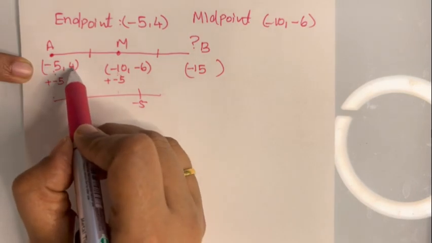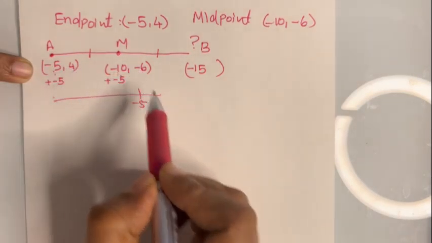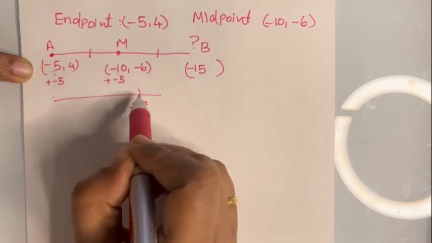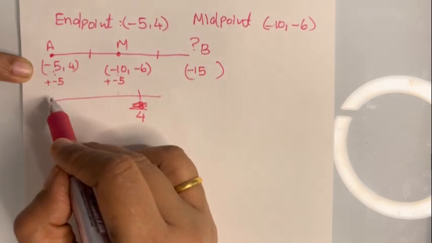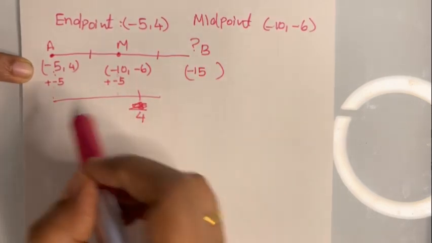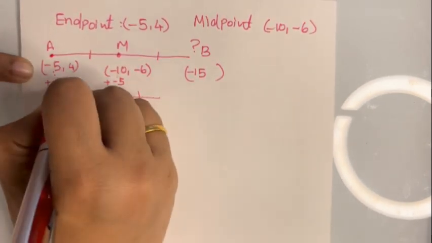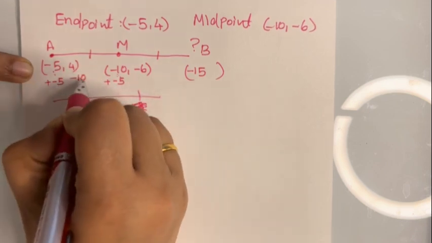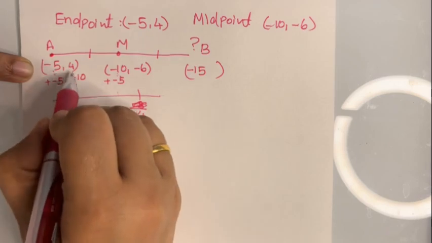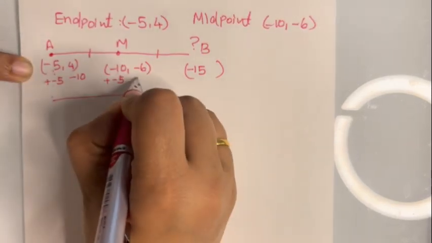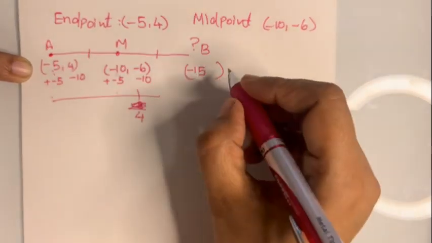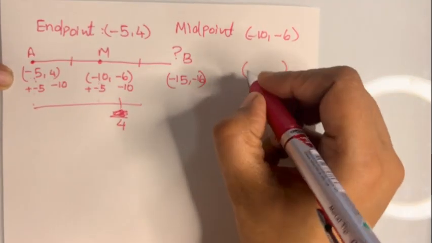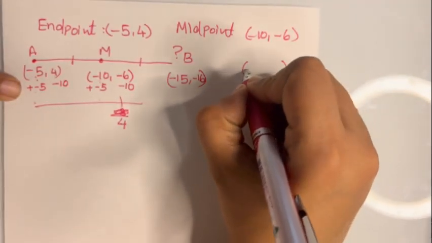From 4, how many steps do you have to take to get to negative 6? I'm at positive 4 going to negative 6. That's 10 steps backwards. So I need minus 10. You can say plus negative 10 or minus 10. 4 minus 10 is negative 6. And you do the same, minus 10. That gives us negative 16. Or you can stack them up and see that too. I prefer that method.